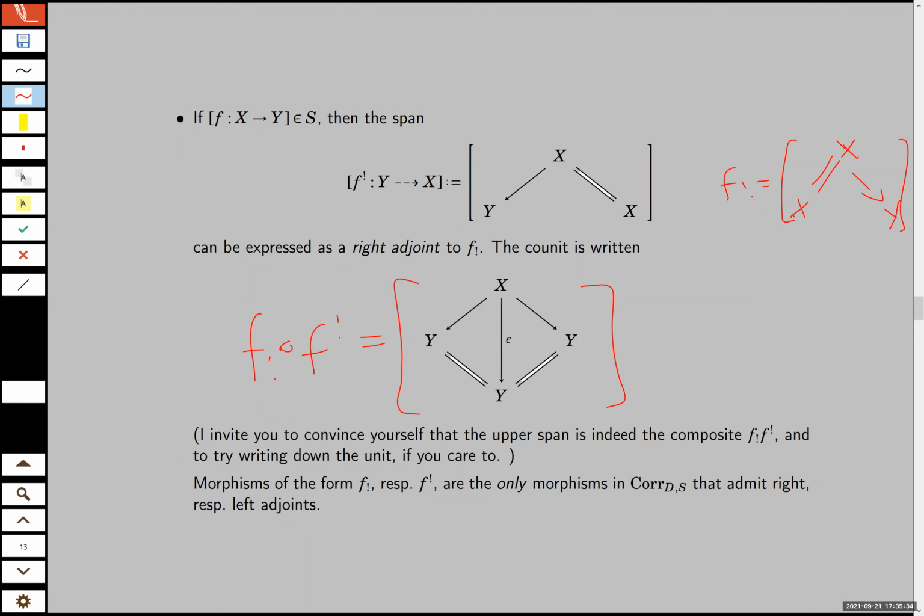Specifically, if a morphism admits a left or a right adjoint in this category, then it is of this form. And I should just point out the caveat that, of course, not all of these morphisms admit right adjoints, only the ones that are in S.